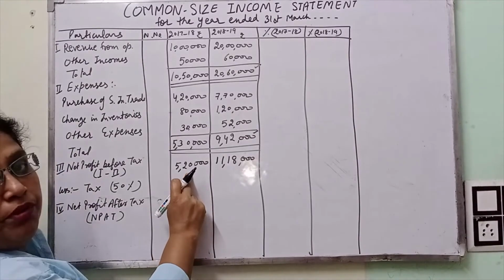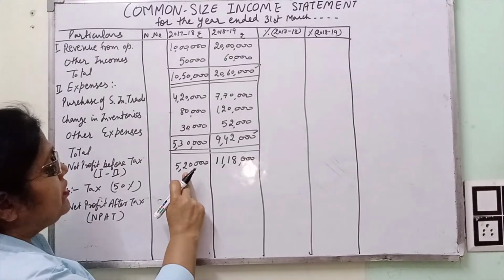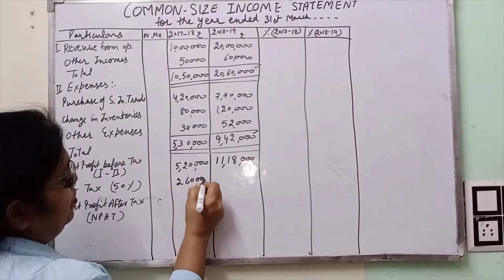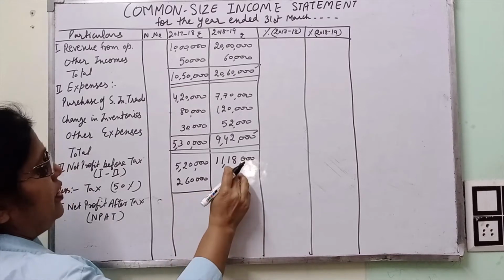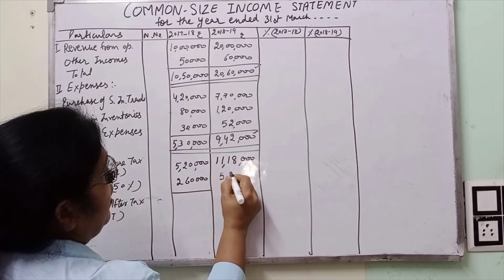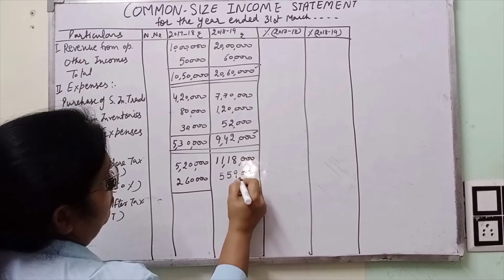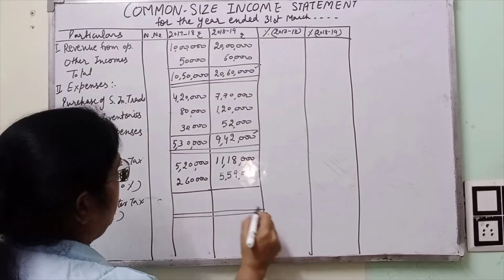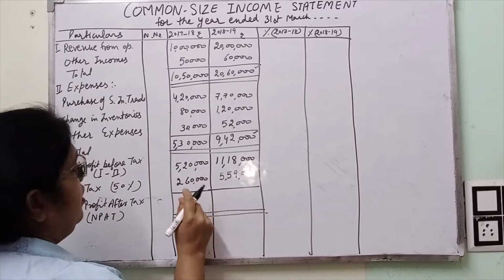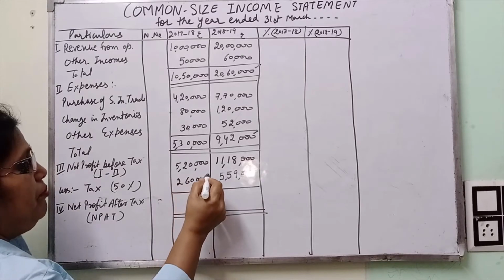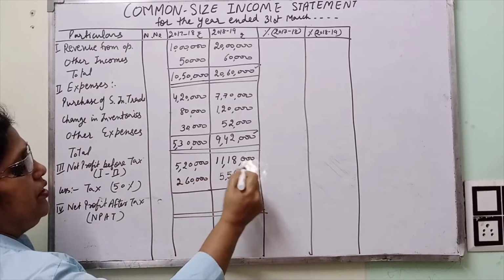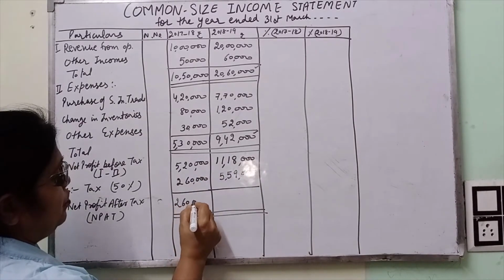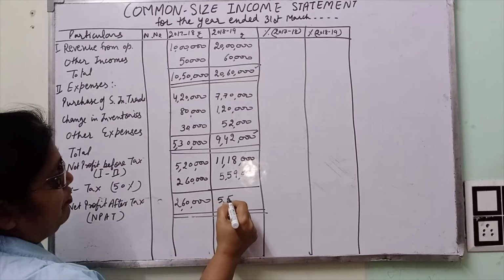Tax rate is 50%. 50% of net profit before tax means half. So half of this is 2,60,000. In the same way, half of this is 5,59,000. This is the amount of net profit after tax. We have to deduct it. In case of 50%, the remaining amount must be equal to this one. There is no need for calculating separately. So net profit after tax is 2,60,000 and 5,59,000.